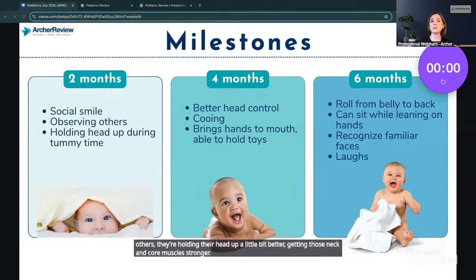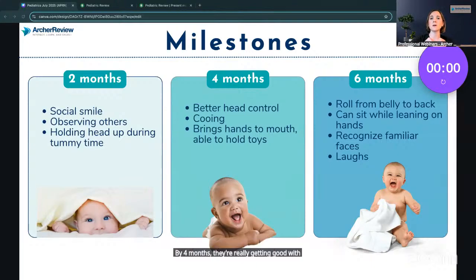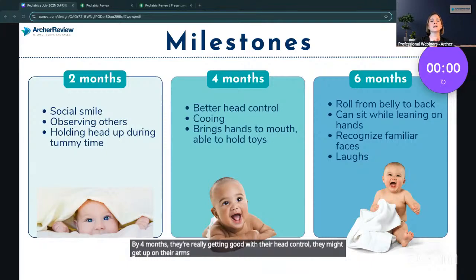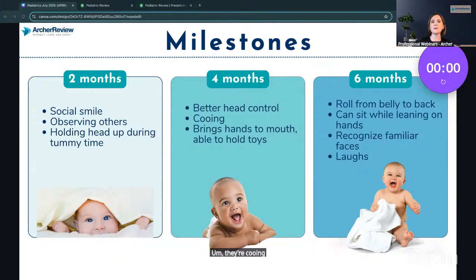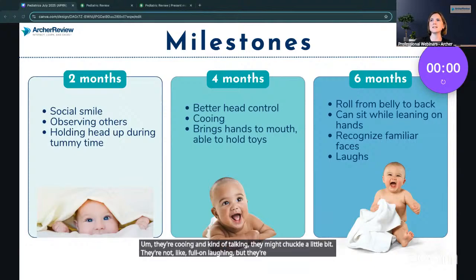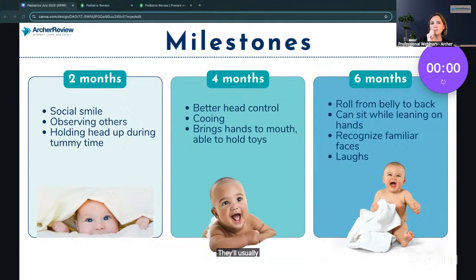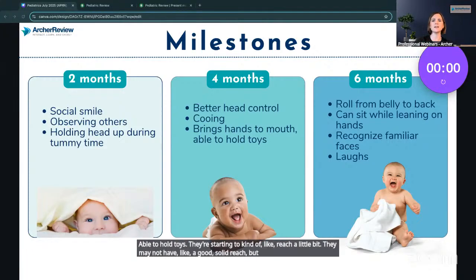By 4 months, they're really getting good with their head control. They might get up on their arms a little bit more. They're cooing and kind of talking. They might chuckle a little bit. They're not full on laughing, but they're starting to make little laughing sounds. They'll usually bring their hands to their mouths, and they're able to hold toys. They're starting to reach a little bit. They may not have a good solid reach, but they're kind of swinging at things.